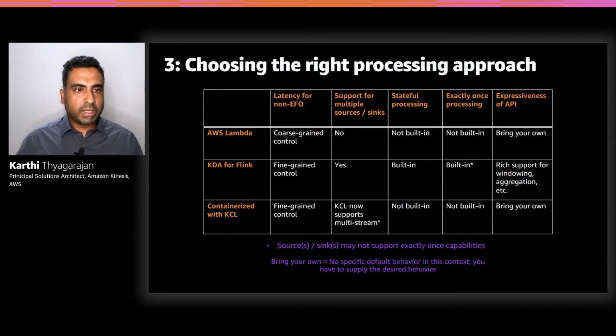Now, when you're building consumers with these 3 options, and you're using a non-enhanced fanout consumer with Lambda, as you saw, the latency is 1 millisecond or better because of the polling interval. With the other 2 options, Flink and KCL, you actually have more fine-grained control, and you can change the polling interval to as low as 200 milliseconds. This, by the way, is a constraint that you saw when we talked about what a single shard can support in terms of transactions per second on the egress side.